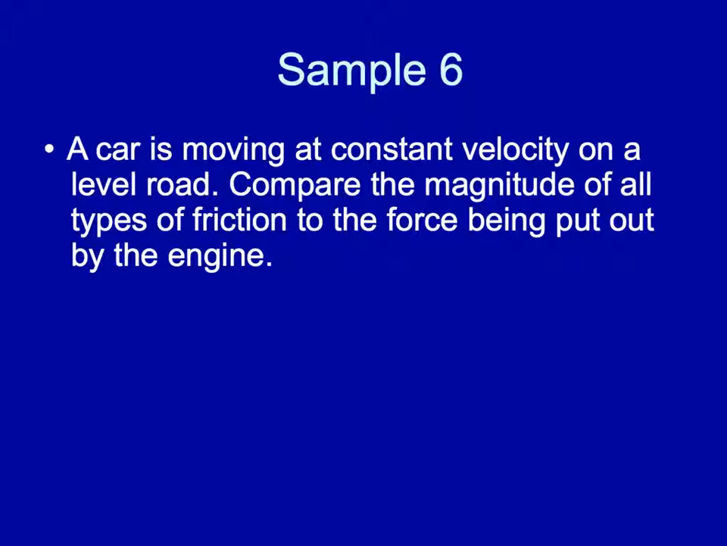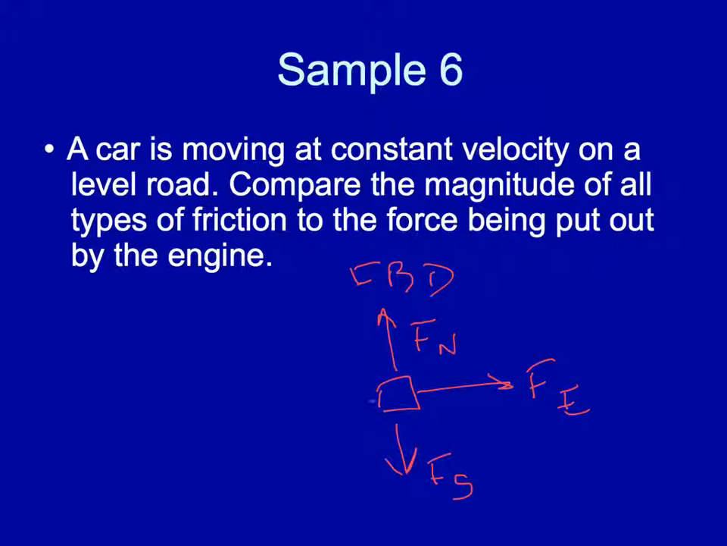Now, a car is moving at constant velocity on a level road. Compare the magnitude of all types of frictions to the force being put out by the engine. So let's go to our free body diagram. We have a car going down the road. Okay, there's my car. Artistic ability abounds in my family. FG goes down. FN goes up. Remember, FN only exists if you're in contact with something. Now we have an engine force, we'll just call that FE, and also going backwards, I have the force of friction.